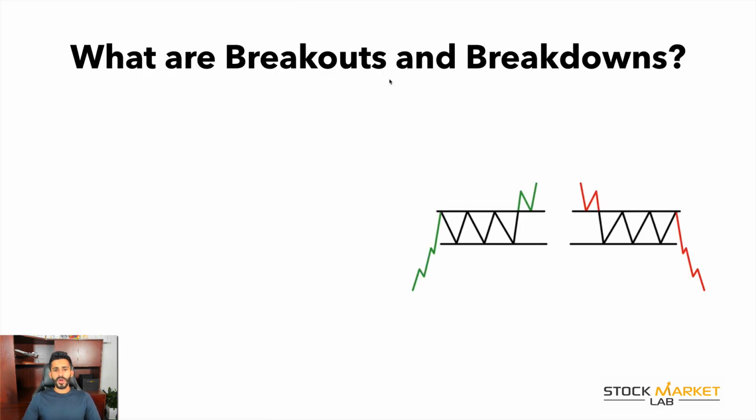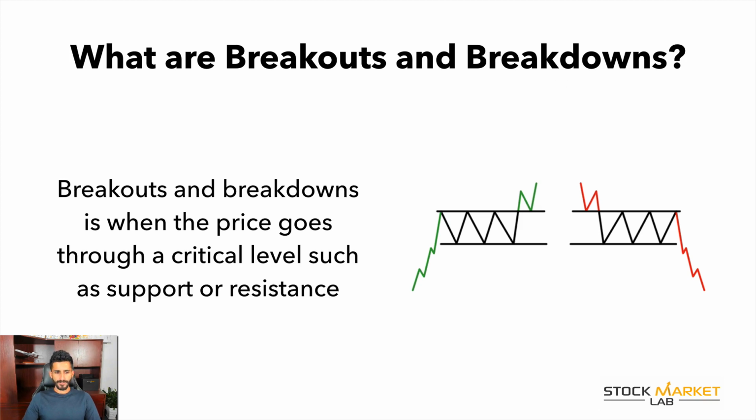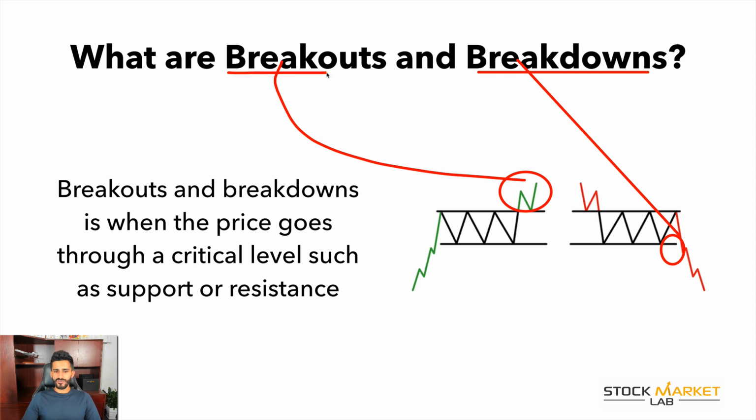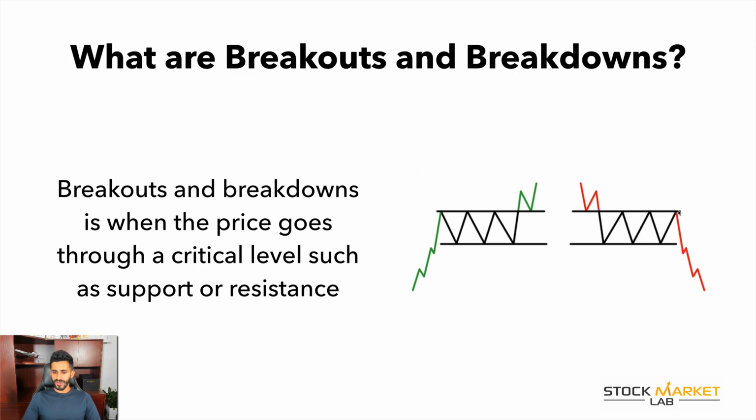Now, first and foremost, what are breakouts and breakdowns? Breakouts and breakdowns are when the price goes through a critical level such as support or resistance. So in this situation, this right here is a breakout and this right here is a breakdown. The terminology doesn't really matter, but the whole idea is when the price breaks out of a critical level such as resistance or support, that is known as a breakout or a breakdown, right?